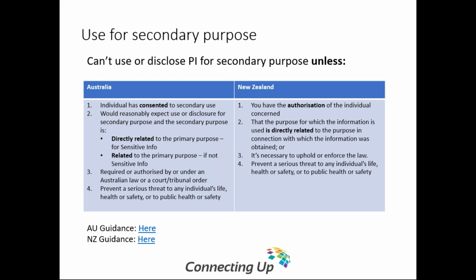One of those ways where it can be within the reasonable expectation of an individual is if you've made that clear in your privacy policy, for example. If you've made it clear that you're going to use their personal information to provide them with information about other products and services that they may be interested in, that would be a way of establishing that reasonable expectation. Again, though, there has to be some relationship between the primary purpose and the secondary purpose, and there are specific restrictions around the use of sensitive information that you just need to be aware of.